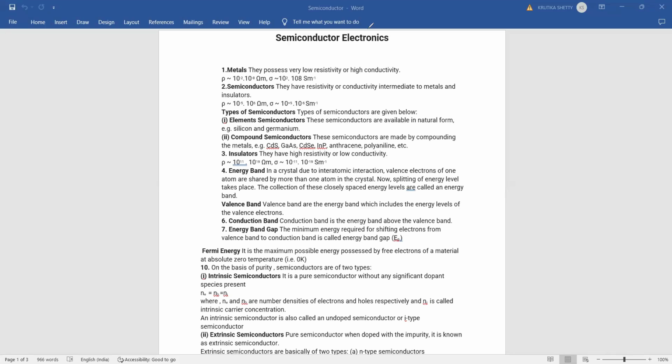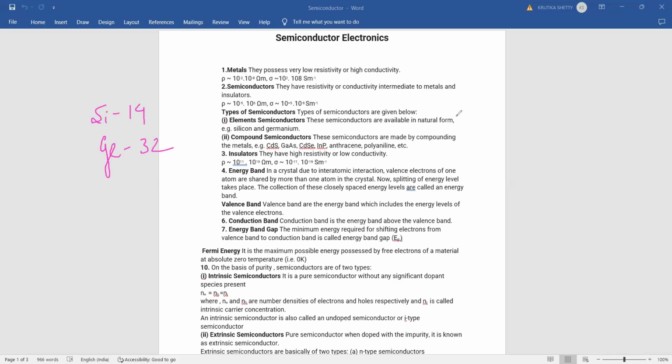Yes, the atomic number for silicon is 14, right? For silicon, it is 14. Germanium is 32. Okay, remember this because it will help us for further studies. So silicon has atomic number 14 and germanium has atomic number 32, right? Next.